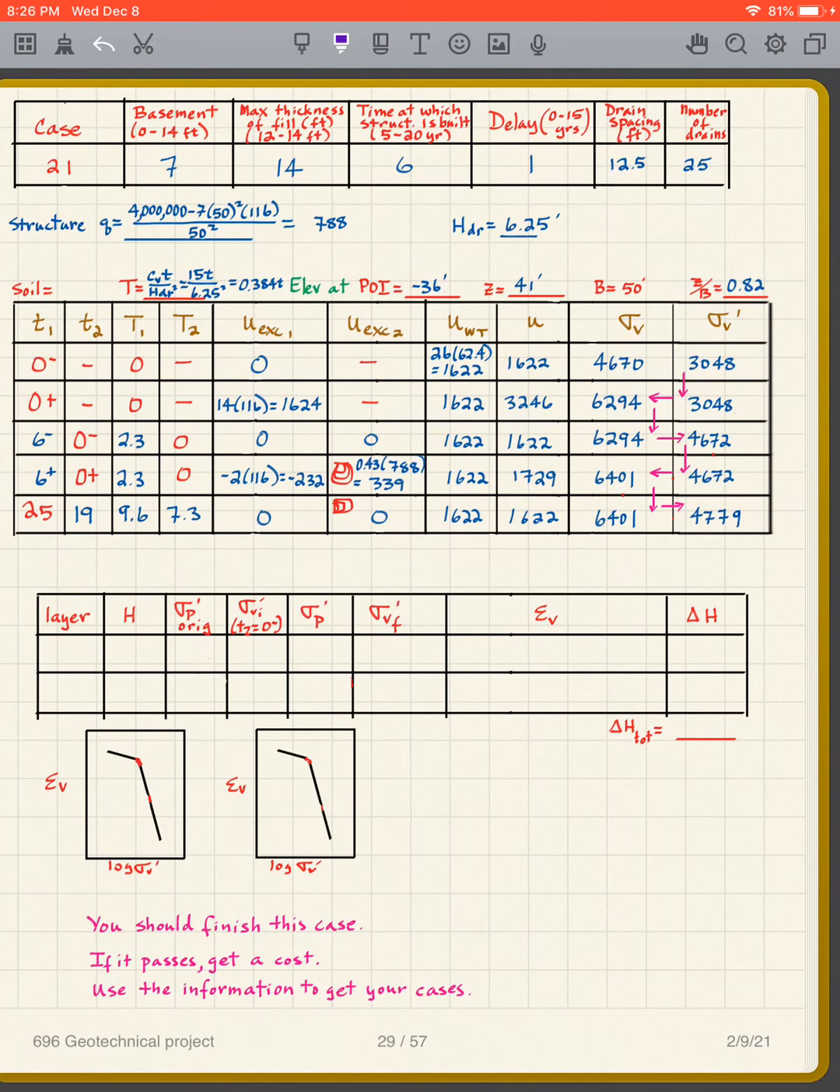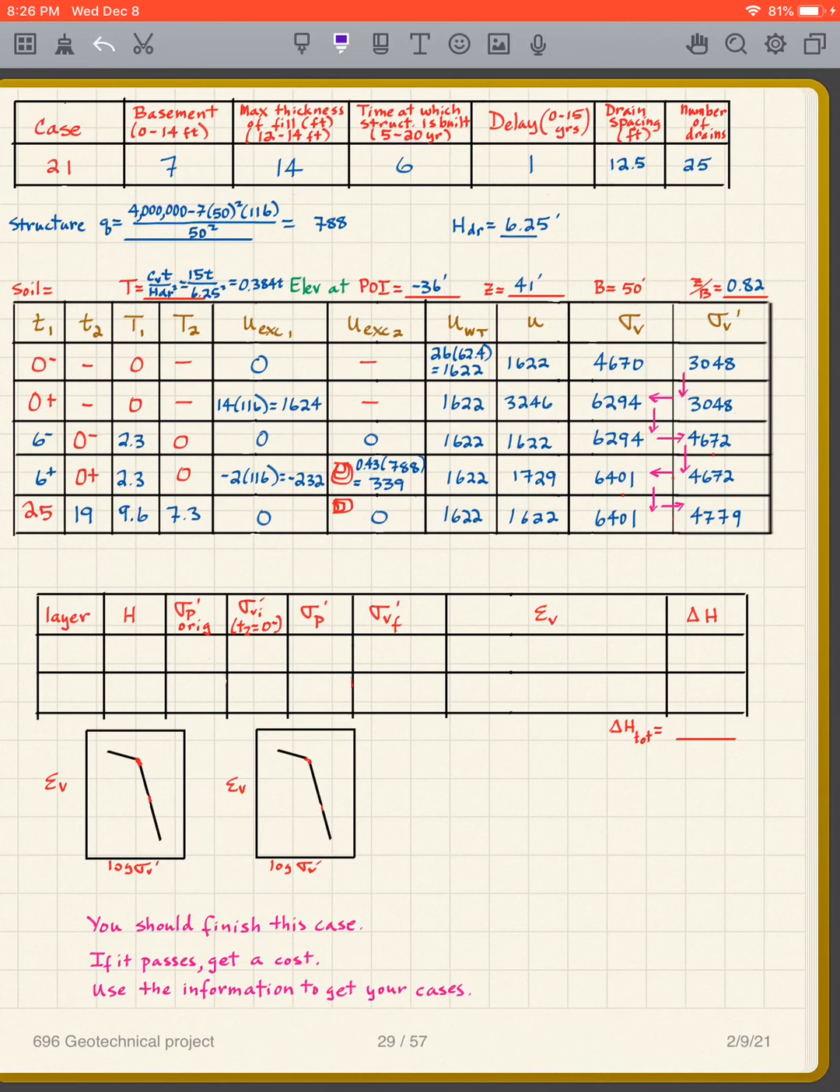And so this is an example of a case that doesn't follow any of the rules. Now you're going to have to do your own case. This doesn't count as case 21, so you can't use this one. This is not your case 21. This one is just chosen based on some logic: 7-foot basement, 14-foot fill. 6 years we're going to build the structure, so it's only a delay of a year. We're going to have a drain spacing of 12.5, and that gives us 25 drains.